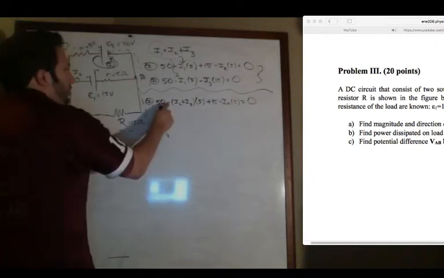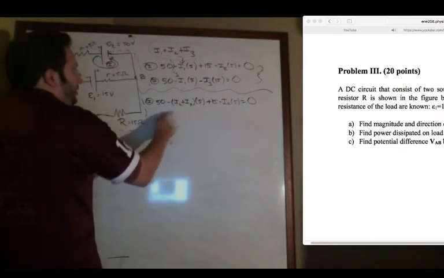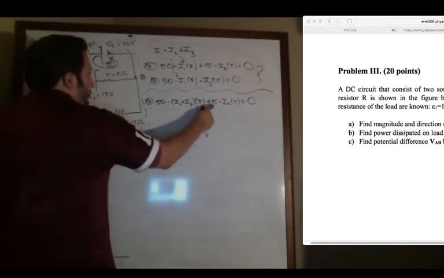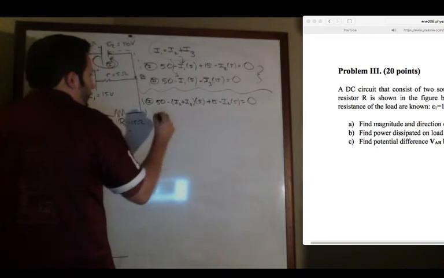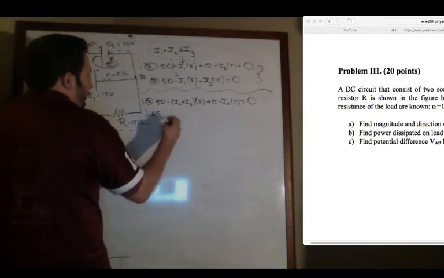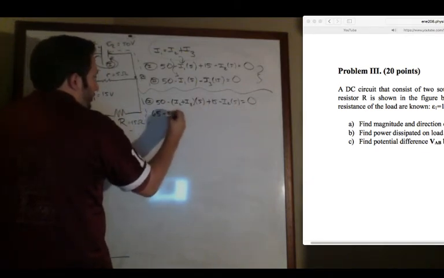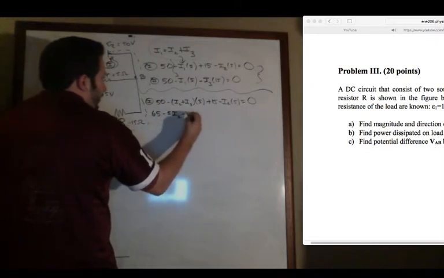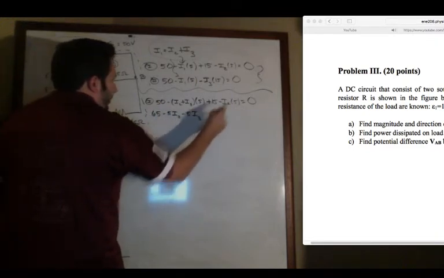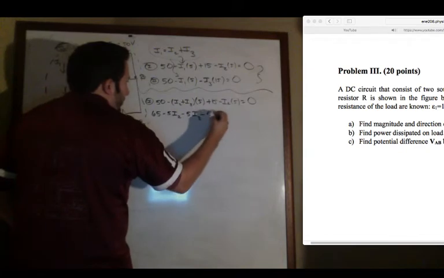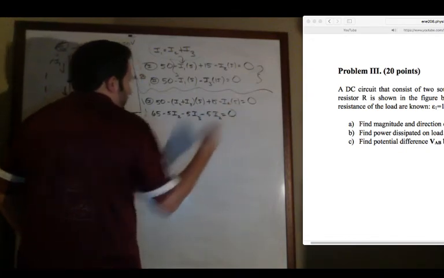I'm going to go ahead and distribute this negative 5 into here, and let's go ahead and add the 50 and the 15. So 50 plus 15 is 65. Then I'm going to have minus 5I2 minus 5I3. This right here is going to be a minus 5I2, is equal to 0.